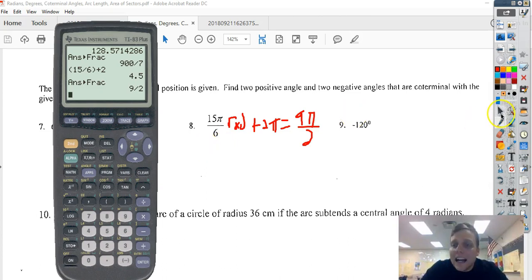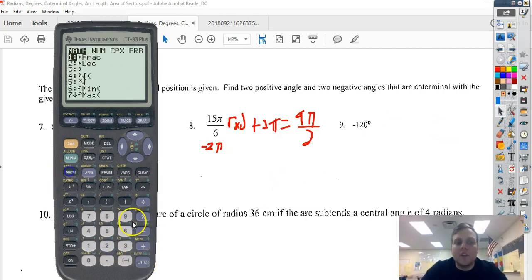Well, instead of adding 2 pi, I could have subtracted 2 pi. So now I say 15 pi over 6 minus 2 pi. So I just say 15 over 6 minus 2, and I get 0.5. Now, here's the problem. You might be tempted to write that down as your answer. That's 1 pi over 2. It says to find 2 negative ones.